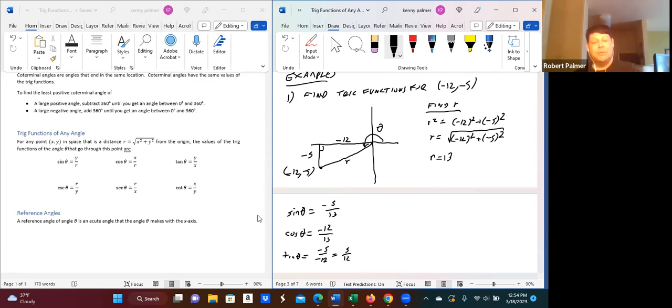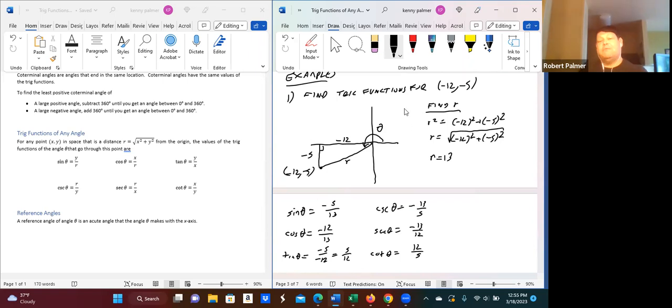Then the reciprocals: you can either use the definitions or just use the fact they're reciprocals. Cosecant is the reciprocal of sine, and that's going to be negative 13 over 5, which is also r over y. Secant is the reciprocal of cosine, and that's going to be negative 13 over 12. And cotangent is the reciprocal of tangent, and that's just going to be 12/5. So those are the values of our trig functions. And that's pretty easy to do.